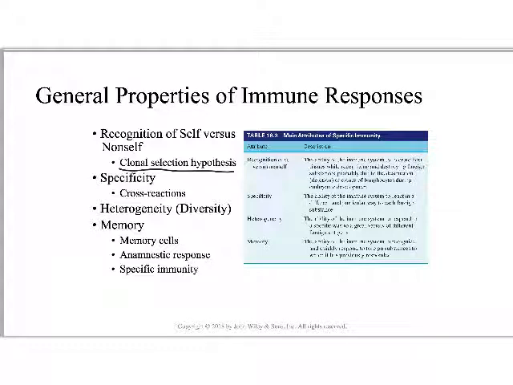So they don't let any clones or copies of cells out if they don't recognize self, because that's how we get an autoimmune disease. If we have something that doesn't recognize itself, it starts to attack itself. Okay, so recognition of self versus non-self.